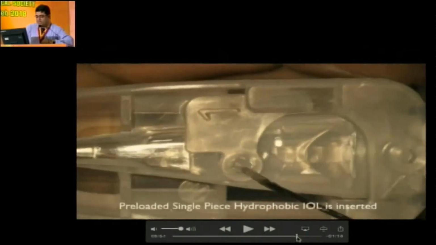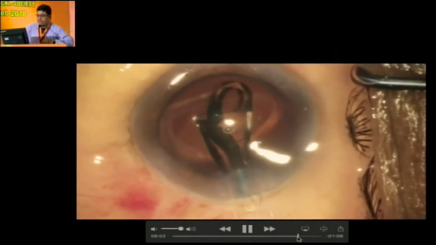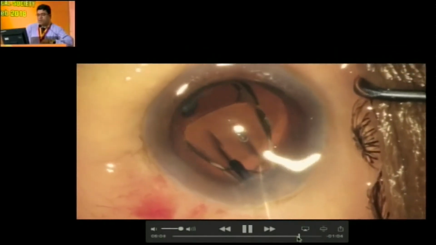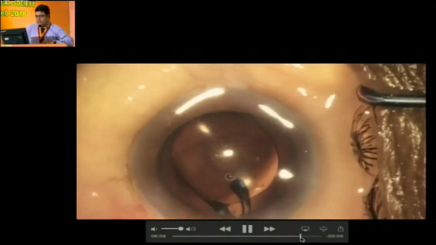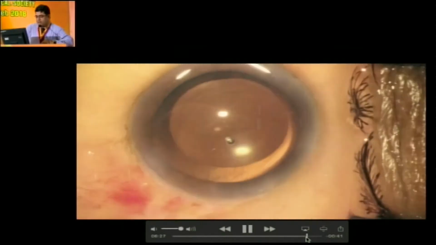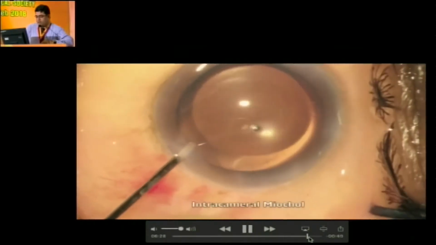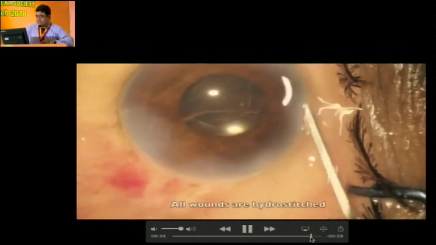So this is a single piece Hoya preloaded IOL. The leading haptic has to go in the capsular bag nicely so that the remaining optic and the trailing haptic go in the capsular bag. I put some Miochol, take out the OVD, and this finishes the case.